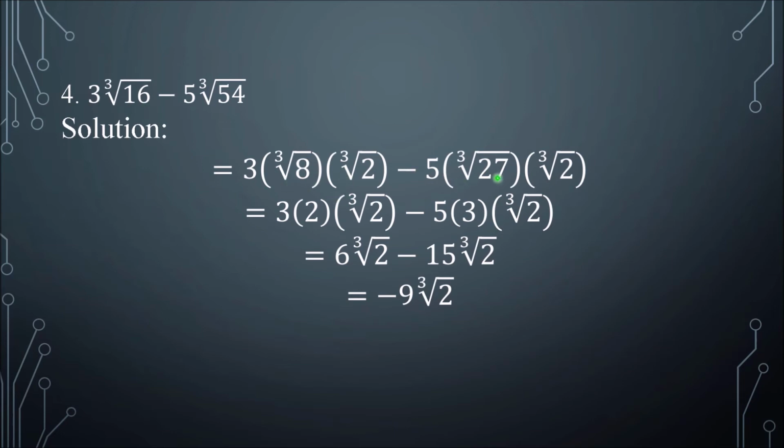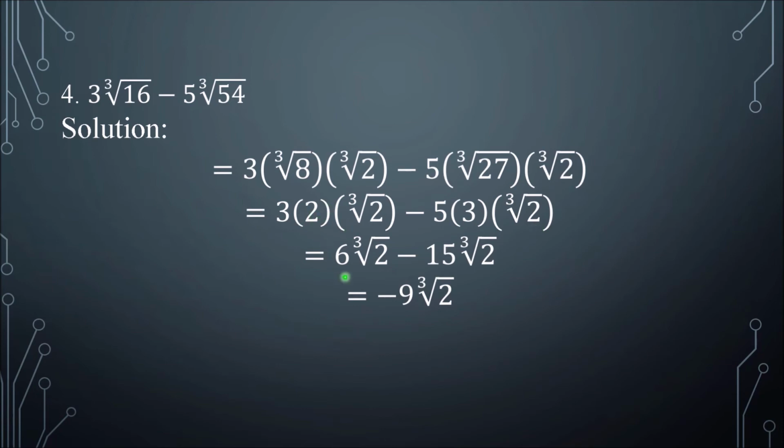Okay, on the other side, we have cube root of 27 times cube root of 2. Why cube root of 27? Because 27 is a perfect cube factor of 54. Let's simplify. 3 is 3. Cube root of 8 is 2. And then plug in cube root of 2. Here, we have 5. Cube root of 27 is 3. Cube root of 2 is cube root of 2.